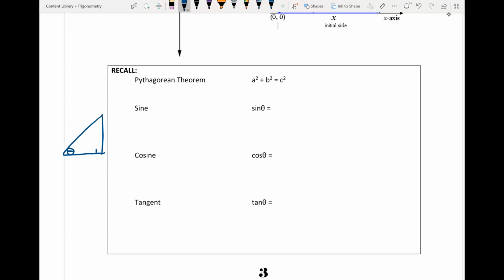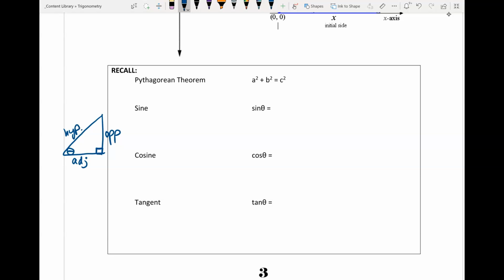This is your angle. This is your 90-degree angle. From this angle, theta, directly across on that side is called the opposite side. And the other side is called the adjacent side. That is adjacent to that angle. And the longest side is called your hypotenuse.